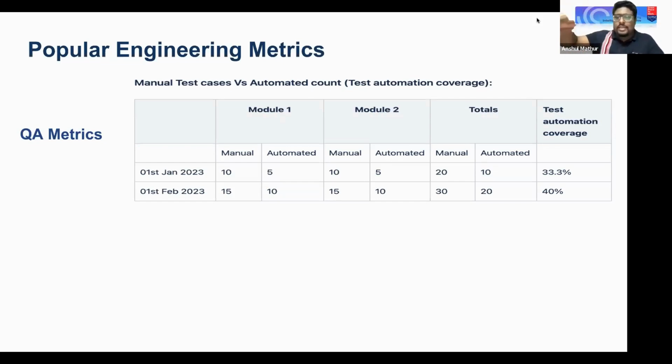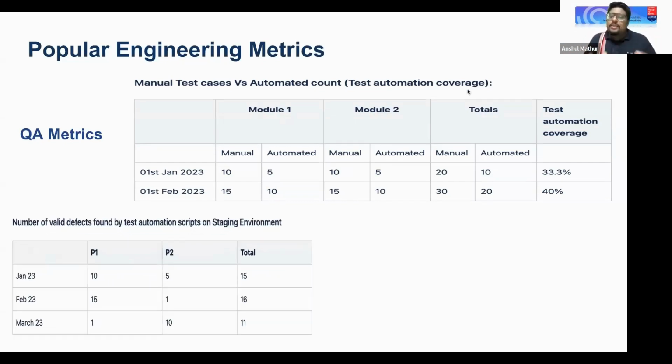So what you see is that over a period of 2 months, the test automation coverage has increased overall. So that gives a positive sign to the stakeholders that we are improving on our coverage, which essentially would mean that our testing turnaround time is eventually getting reduced, right?